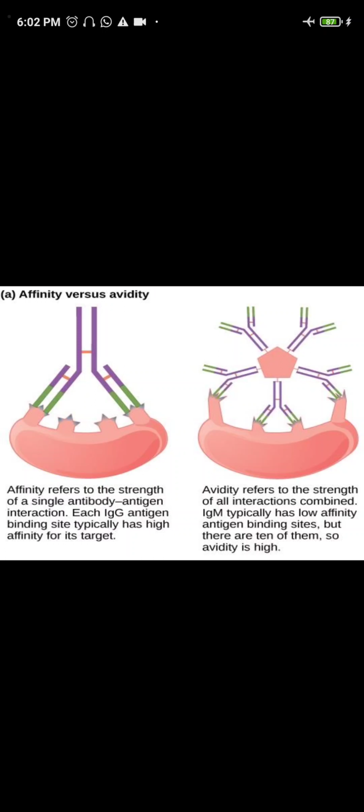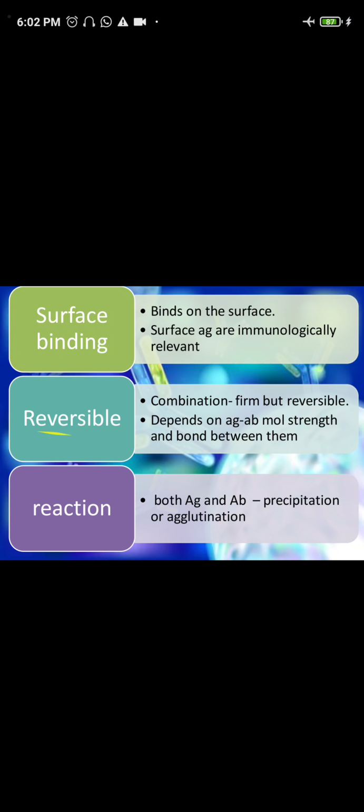A complex is formed if the antibody and antigen are homologous to each other, but after forming a complex I can also detach them. I can reverse the reaction, which means I can separate the antigen and the antibody. So it is a reversible reaction.